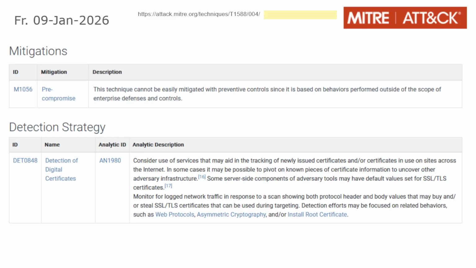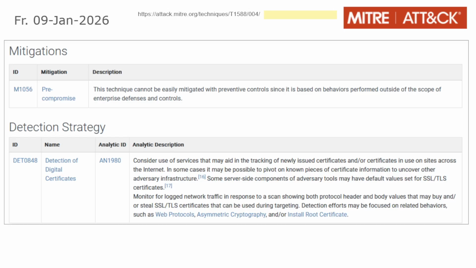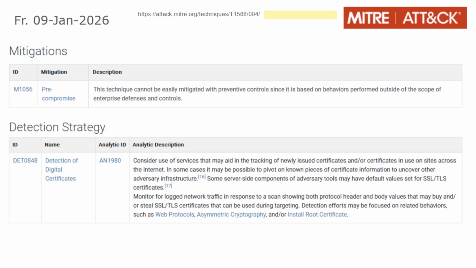So consider use of services that may aid in the tracking of newly issued certificates and/or certificates in use on sites across the internet. In some cases it may be possible to pivot on known pieces of certificate information to uncover other adversary infrastructure. Some server-side components of adversary tools may have default values set for SSL/TLS certificates.